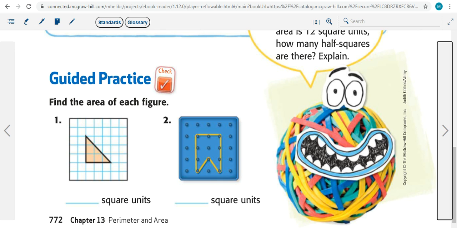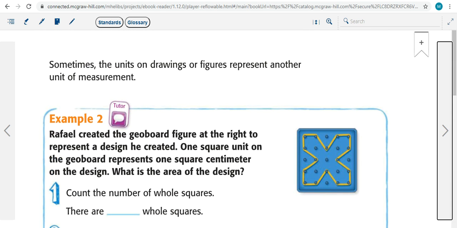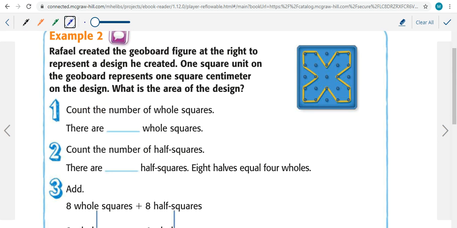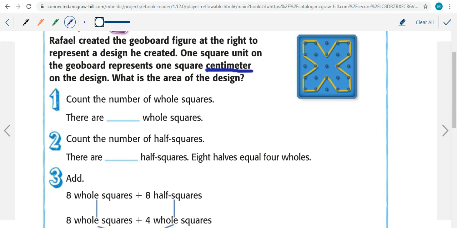Next page. Now, we're going to do example number 2. Sometimes the units of drawings or figures represent another unit of measurement. Now, Raphael created the geoboard figure at the right to represent a design he created. 1 square unit on the geoboard represents 1 square centimeter on the design. What is the area of the design?